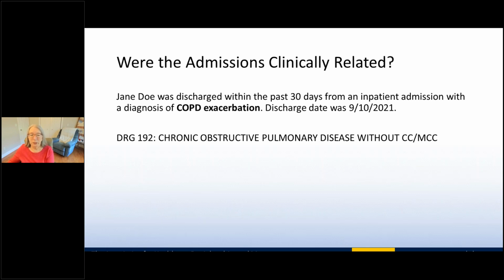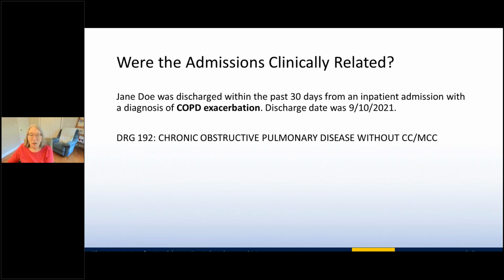Were the admissions clinically related? This is not the entire appeal letter. Converting an appeal letter in a Word document to PowerPoint slides just doesn't work very well, but hopefully I'll give you enough information. These are snippets out of the actual appeal letter. These are actual cases that got overturned, but hopefully I'll give you enough that you know how to formulate an argument going forward.